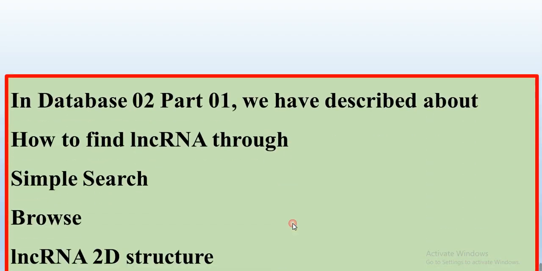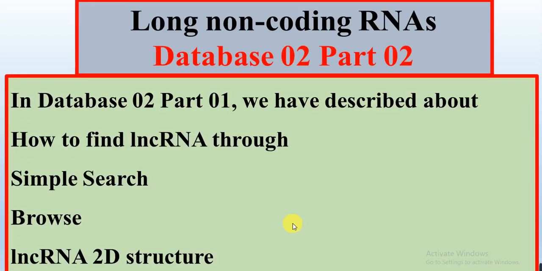So this is part 2 of database 2 about the long non-coding RNAs. In part 1 of this database, we described how to find the long non-coding RNAs through simple search or browse, and how we can save or extract the 2D structure of a long non-coding RNA. In this part we will discuss BLAST analysis and other features. So let's start.